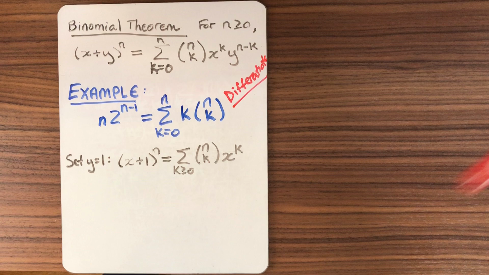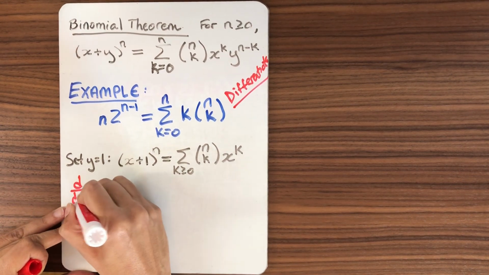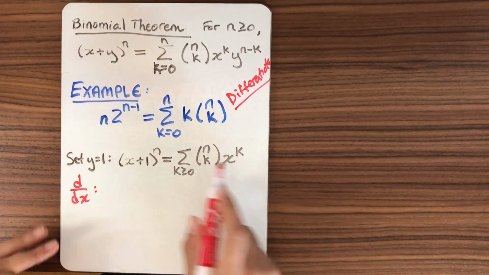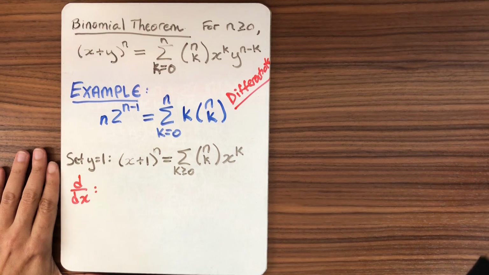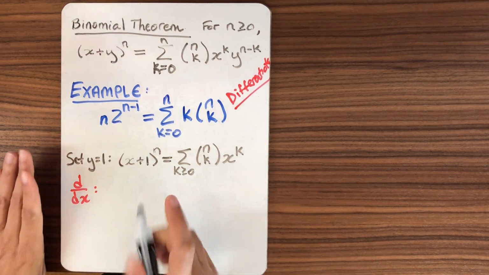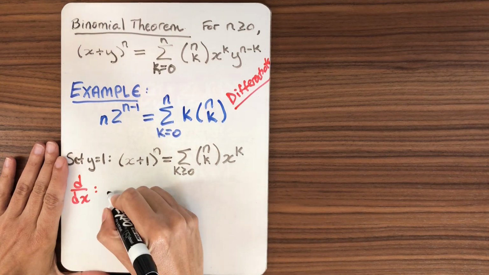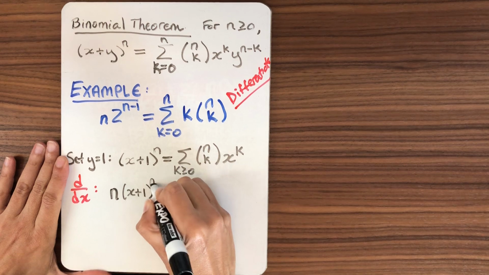Okay, so now I'm going to differentiate with respect to x. So now I'm going to apply d dx. We can think of it as a formal power series if we want, but in this case it's just a polynomial, so there's no problem with differentiating. X plus 1 to the n is fairly easy to differentiate. I get n times x plus 1 to the n minus 1.